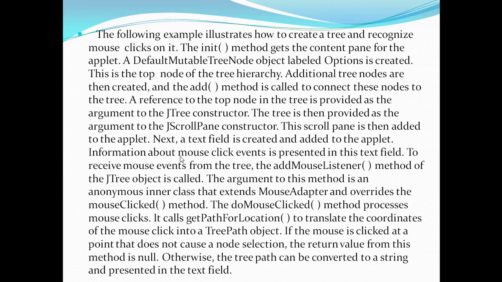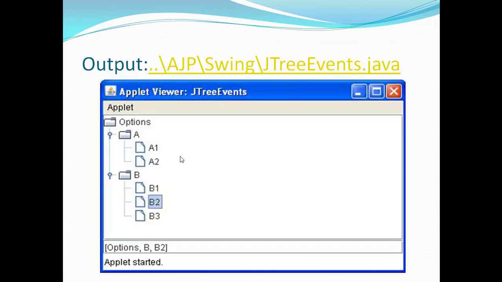Like these operations we are performing in this example, and see the output for this example. Options is the top node. Within that, A and B are the two subnodes, and within A, A1 and A2; within B, B1, B2, B3. Like these, nodes are created. This is the tree structure, and whenever we click on any node, its path is displayed in the text field at the bottom. Like this design. See the example.